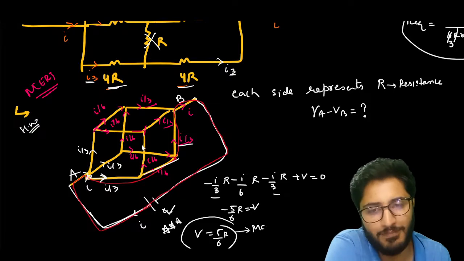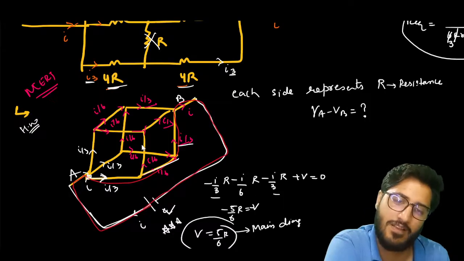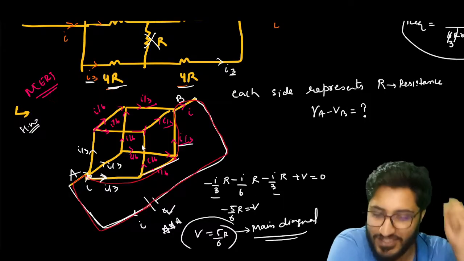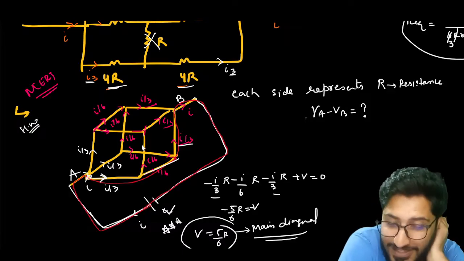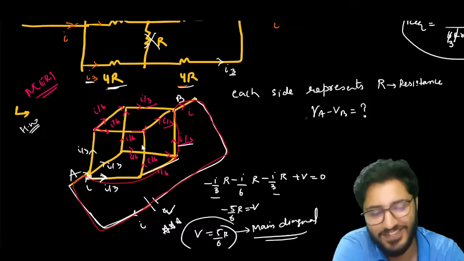This one is known as main diagonal. So the resistance of a main diagonal is how much? 5 by 6 times R. Easy, na?